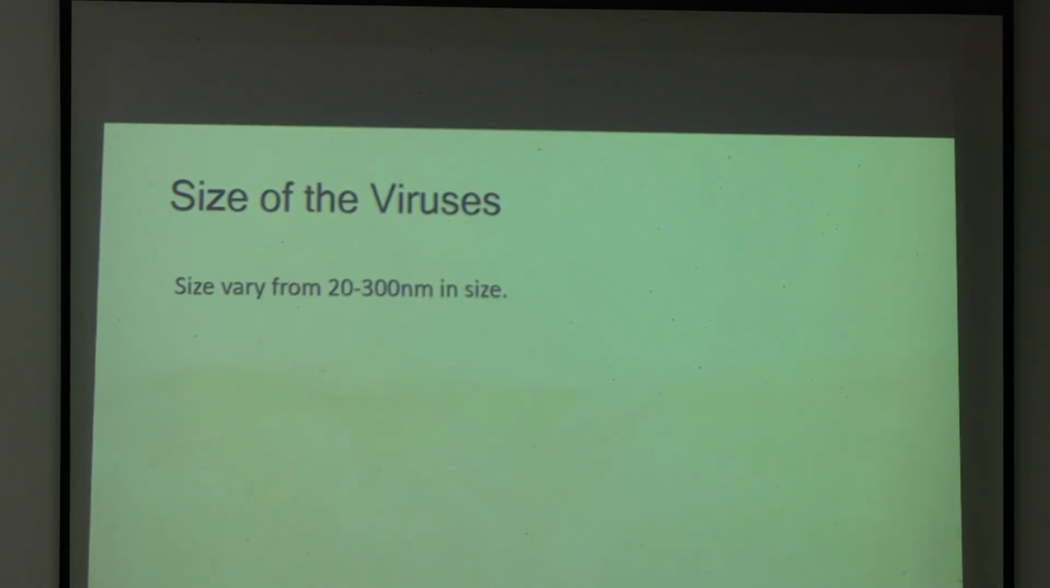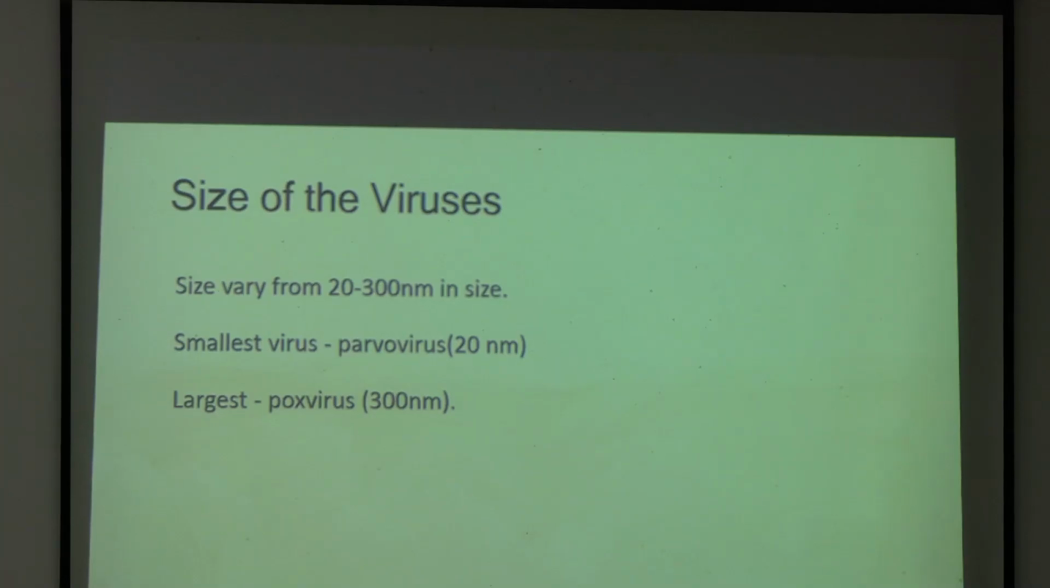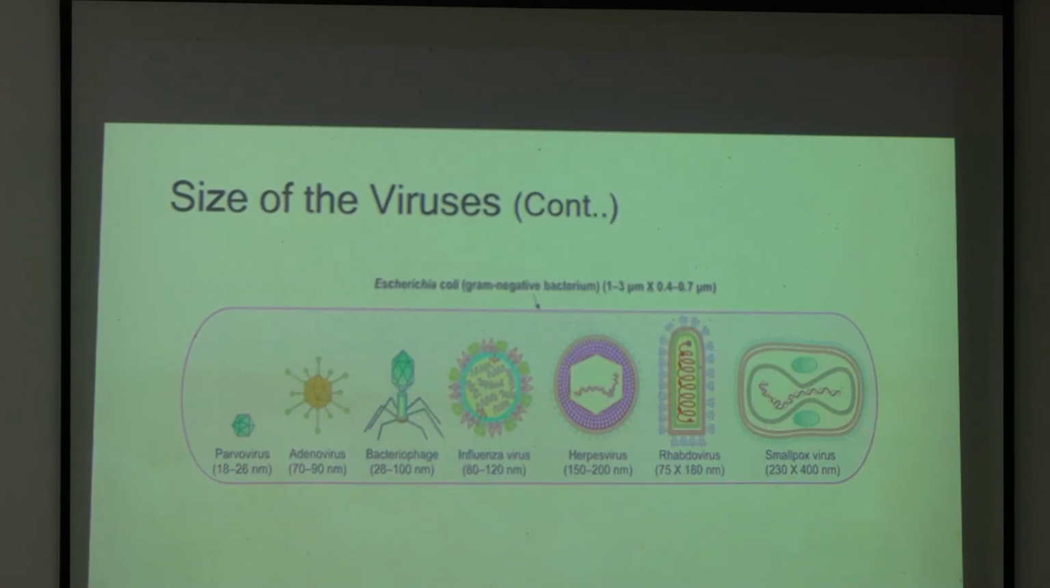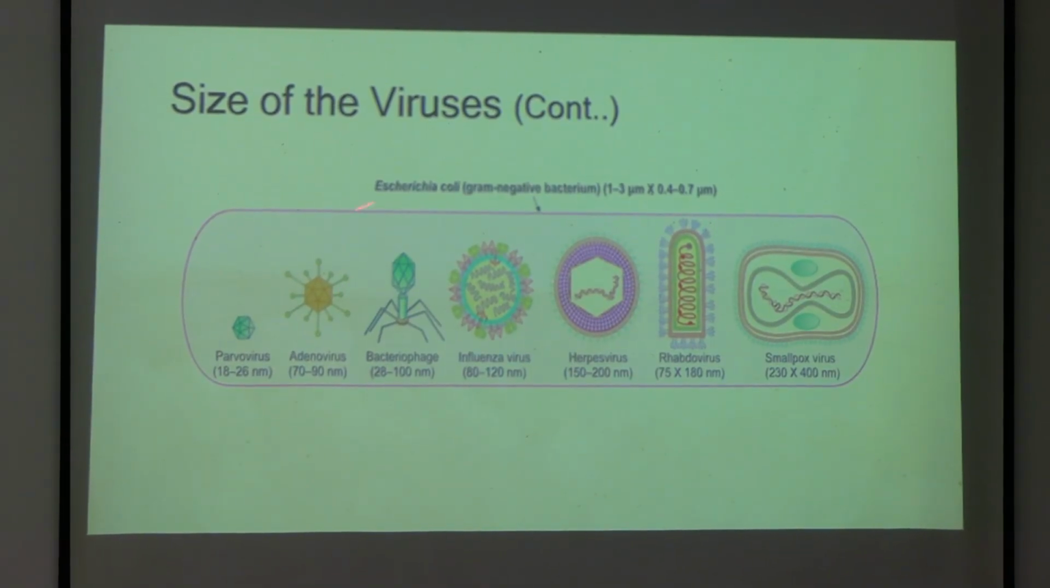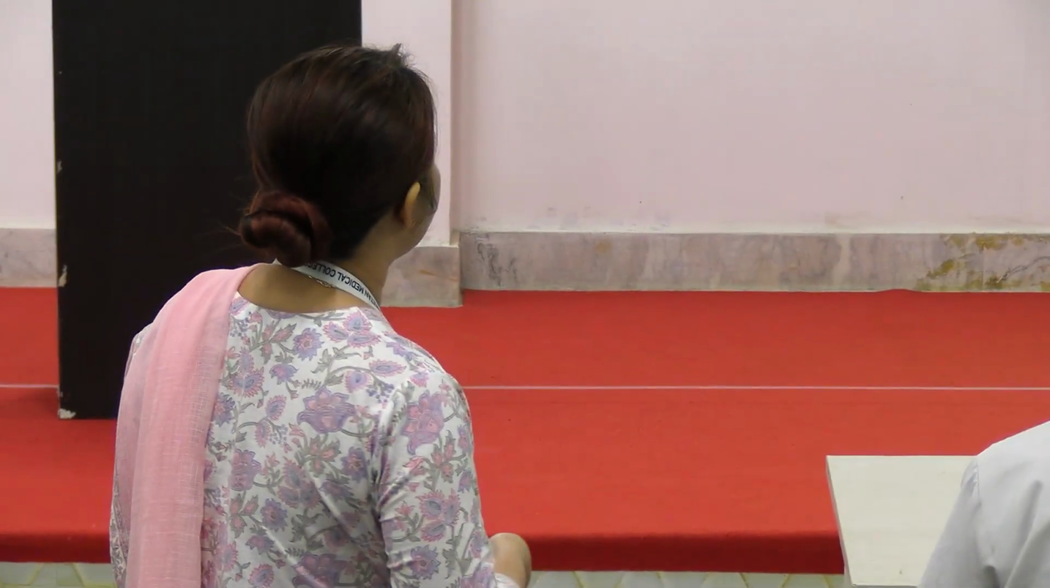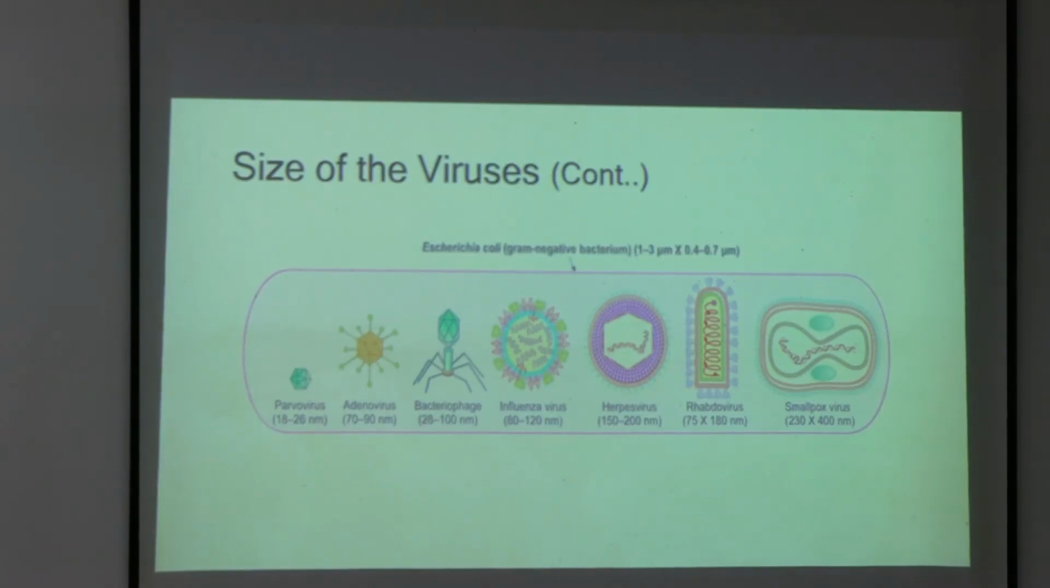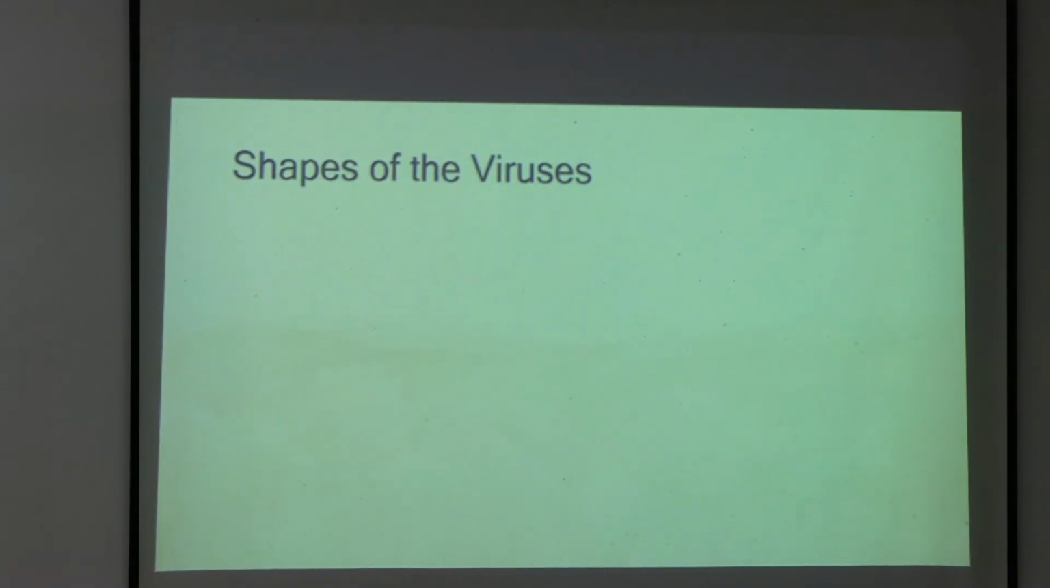Sizes of the virus. The size varies from 20 to 300 nanometers. The smallest virus is parvovirus, the largest is pox. Please remember this, okay? So this image, can you see this one? Actually, this is one bacillus, Escherichia coli. We taught you during your microscope class, Escherichia coli, one bacillus, in that this many viruses can fit. Can you see the size? Now you can imagine how small it is. Okay, smallest parvovirus, largest pox virus. Now I hope you all have an idea.